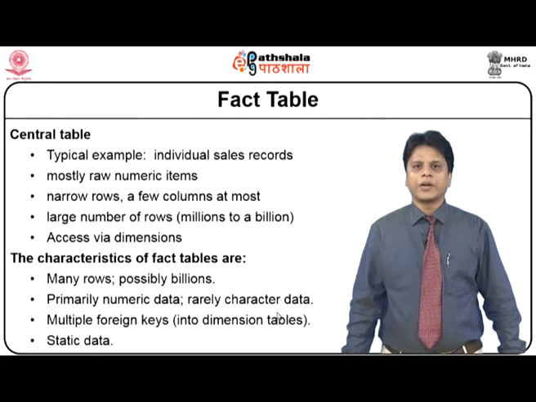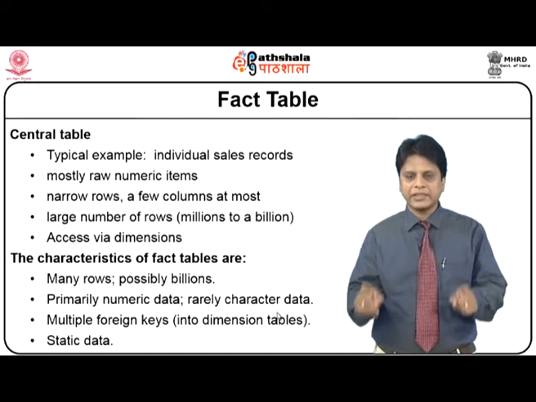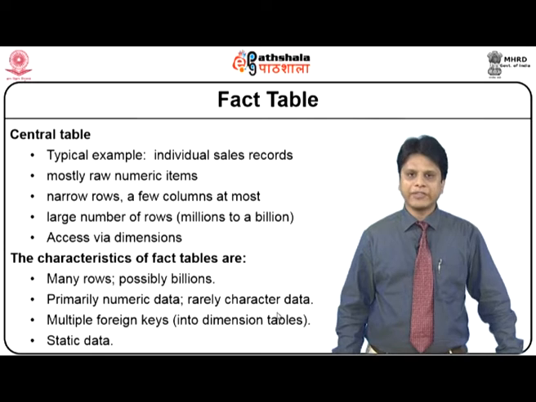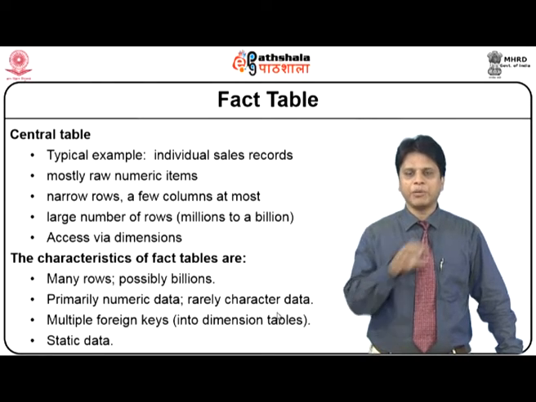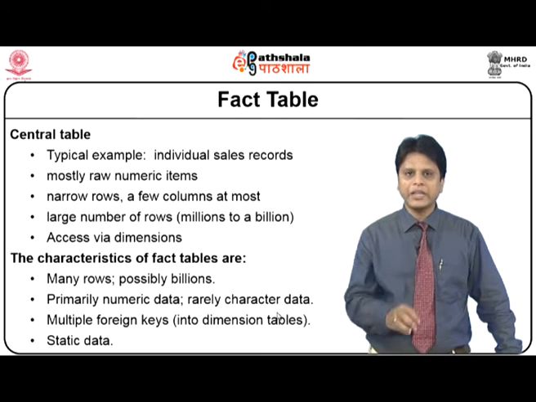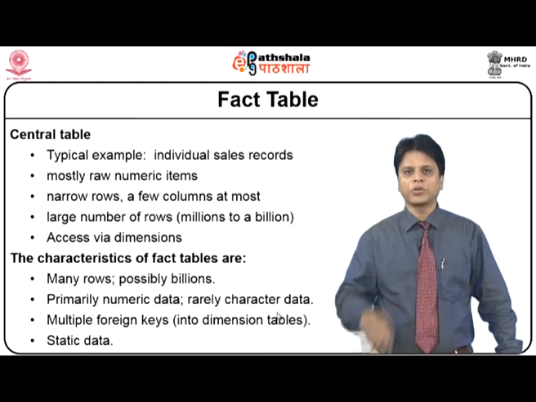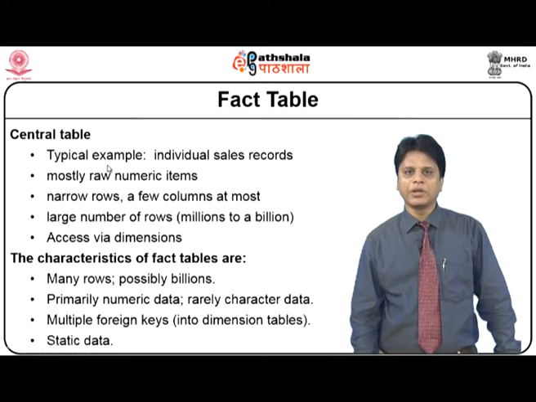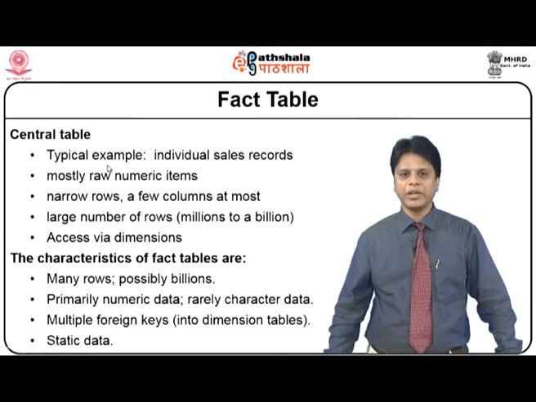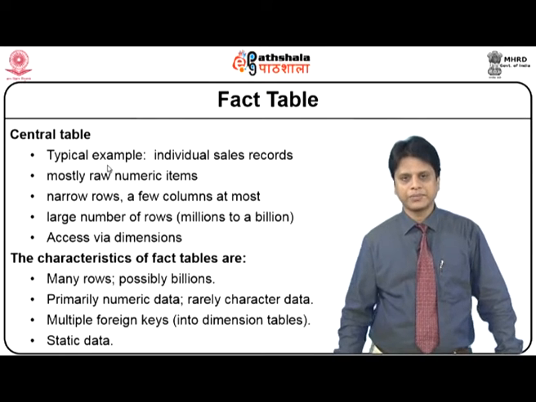Whereas I am to construct another table which is called a fact table, which is supposed to be a centralized data warehouse table. This data warehouse table will involve the keys from all the dimension tables. It will pick up all the primary keys, the key which is a point of reference with all the dimensional tables. That will be collected and put on a centralized data warehouse table or fact table. A typical example of this central table would be an individual sales record, and this will store mostly raw numeric items rather than character based items.